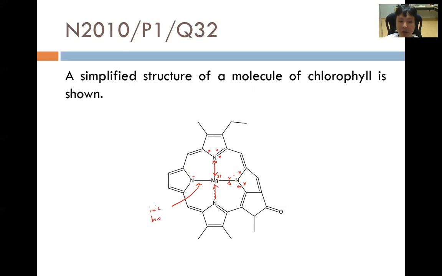The difference is that because this nitrogen is already bonded to 3 things, the remaining 2 electrons form a normal dative covalent bond. But because this nitrogen is only bonded to 2 things, in order for it to have an octet, it accepted an electron, and in doing so, it formed an N- ion. And the interaction between this N- and this Mg2+ is that of an ionic bond.